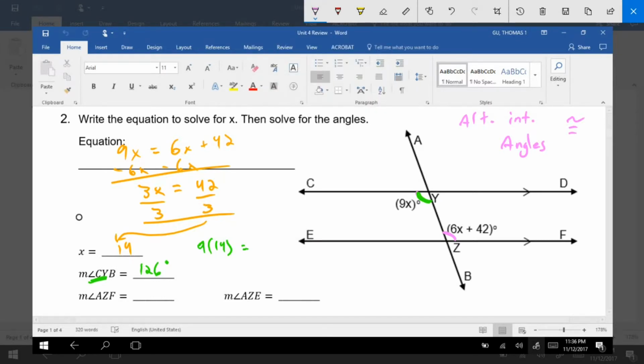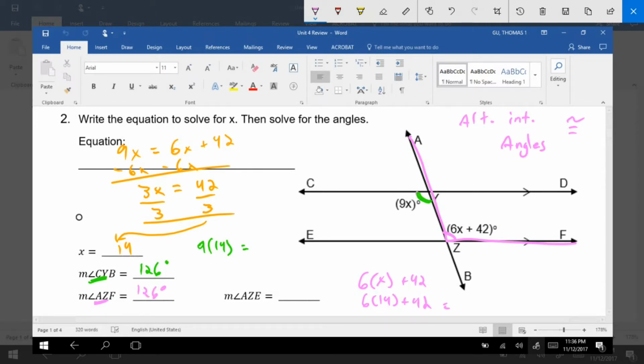Now let's take a look at measure of angle AZF. Where is AZF? Let's see. A to Z to F. Oh, wow, that's the angle right there, 6x plus 42. So we're going to go 6 times x plus 42. What's x? 14, so 6 times 14 plus 42. Let's see what that is. 6 times 14 is 84, plus 42 is 126. Oh my! Or we could have seen that they're alternate interior angles like we said earlier, and they're going to be congruent to each other, so 126 degrees.